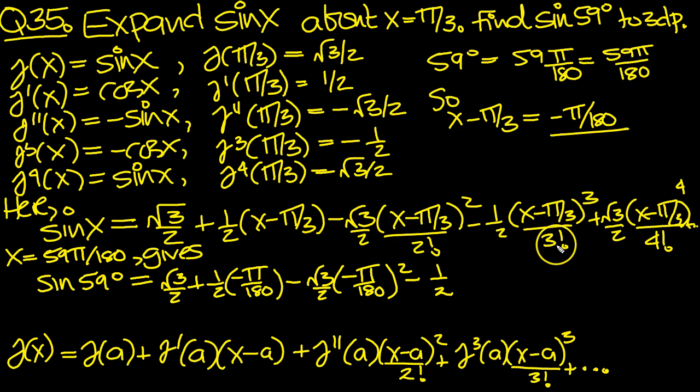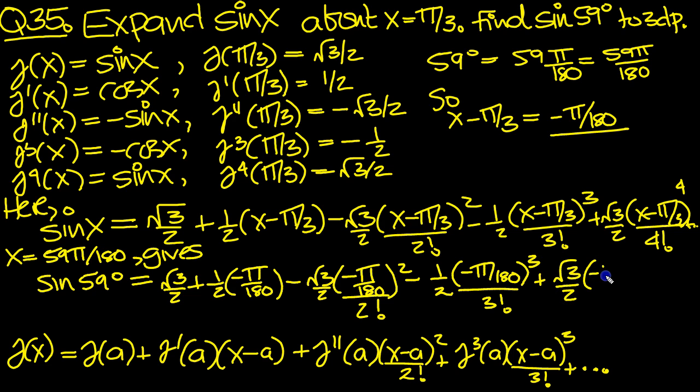over 3. Oh, hang on. Oh, I've forgotten to put the 2 here. Over 2, so that's over 2 factorial. Minus a half minus pi over 180 cubed over 3 factorial plus root 3 over 2 minus pi over 180 to the power of 4 over 4 factorial. So we just need to tap this in a calculator and we can work out the answer.